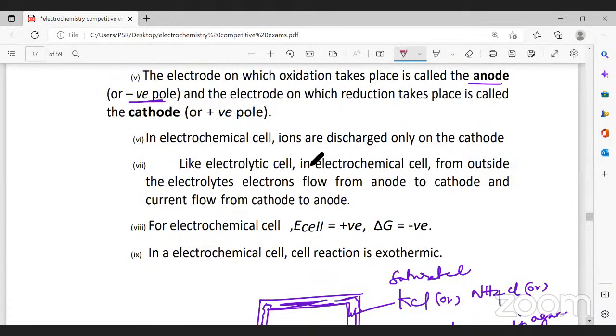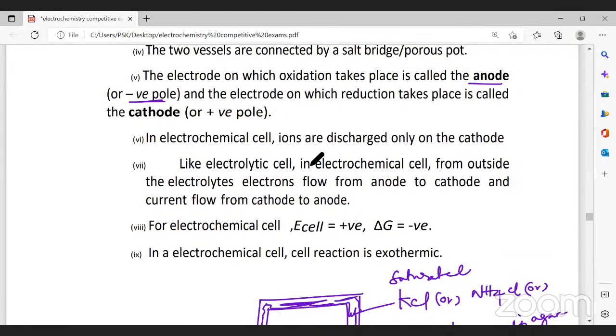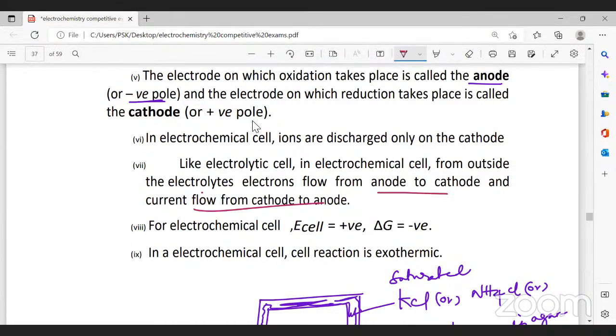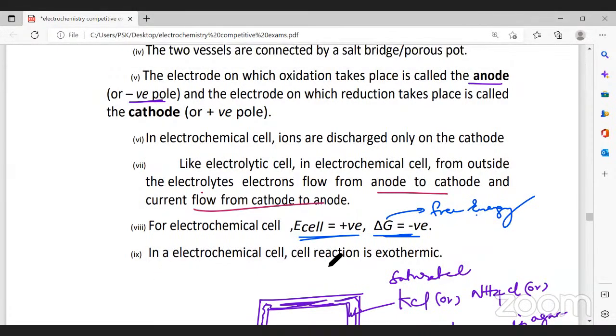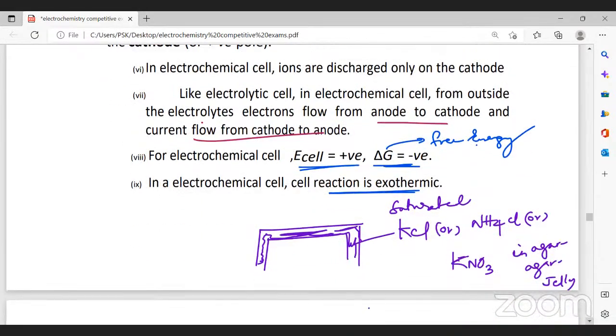So in electrochemical cells, ions are discharged only at the cathode. In the electrochemical cell, from outside the electrolytes, electrons flow from anode to cathode, and current flows from cathode to anode. Just now I told you that. All right. Next, for an electrochemical cell, E cell is positive. Electrode potential is positive. Free energy is negative. Delta G stands for free energy. This E cell is otherwise called the EMF of the cell. In an electrochemical cell, the reaction is exothermic.